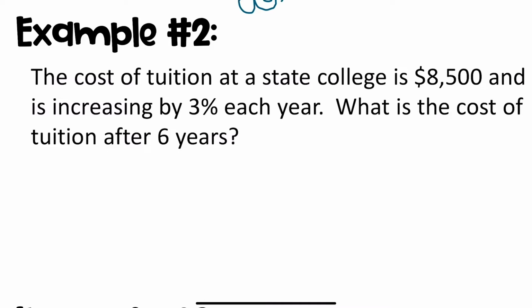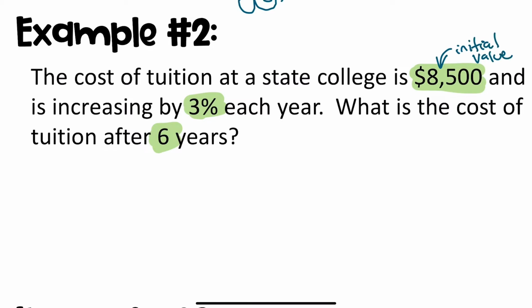Okay, so I see a bunch of numbers in here. I'm going to highlight all of them. Okay, now we just need to figure out what is our initial value, our rate, and our time. So, initial value is going to be how much it costs us. It says that tuition is going to be $8,500. That will be our initial cost or initial value.